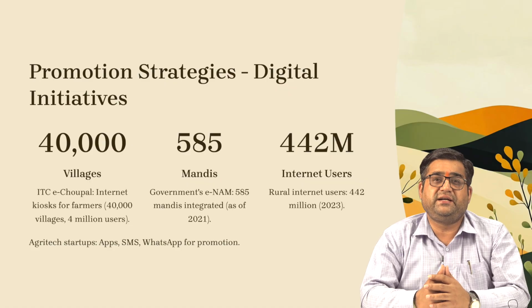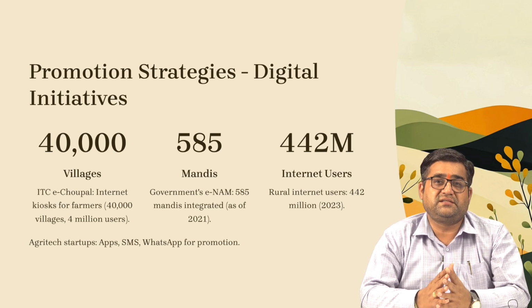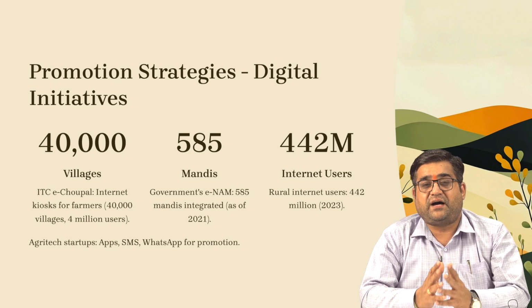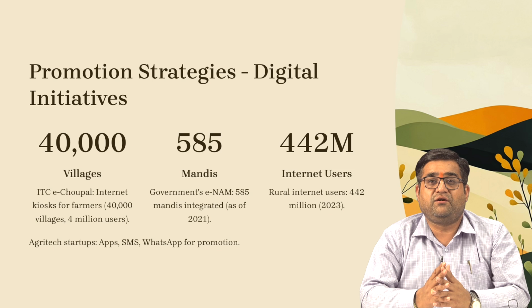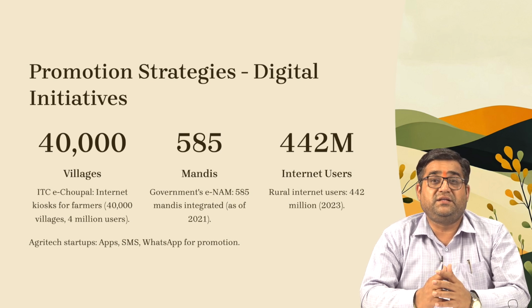In contrast, digital technology is increasingly being used to overcome rural marketing barriers. ITC's eChaupal is a pioneering initiative that established internet kiosks in villages to directly connect farmers with the market. Farmers access real-time information on crop prices, weather and best practices and can sell produce directly to ITC, bypassing middlemen. This model operates in over 40,000 villages, serving 4 million farmers, empowering them with price transparency and improved earnings.